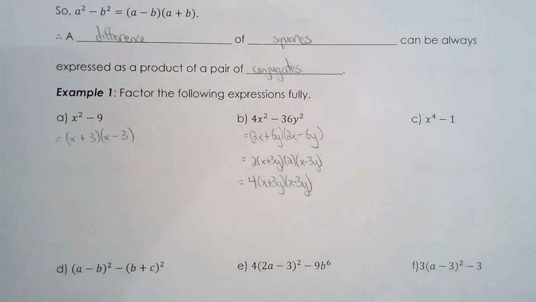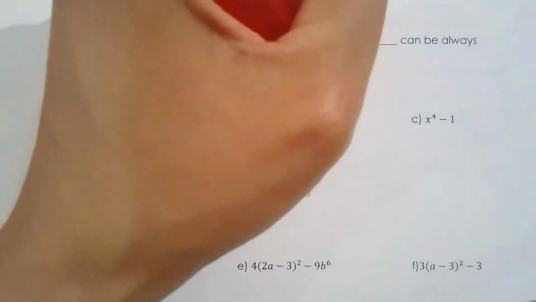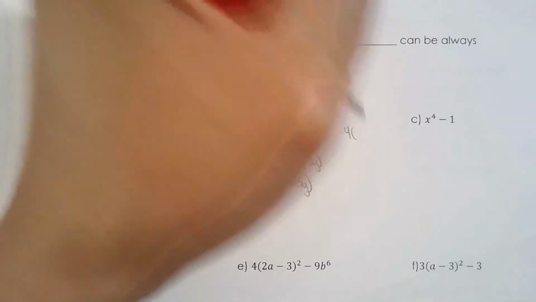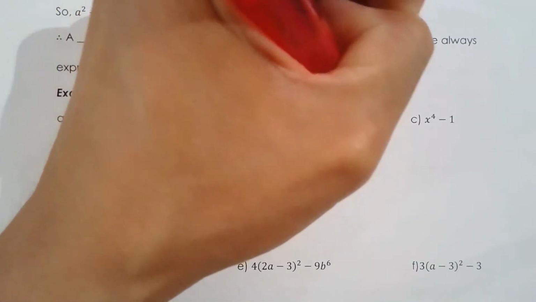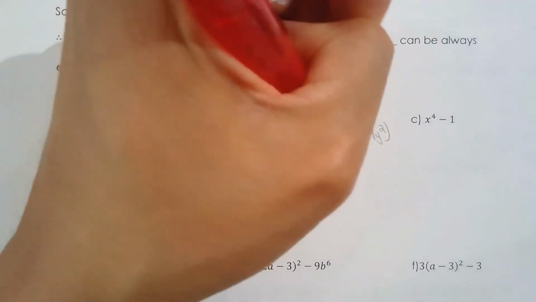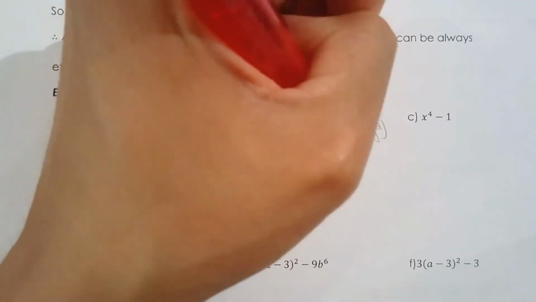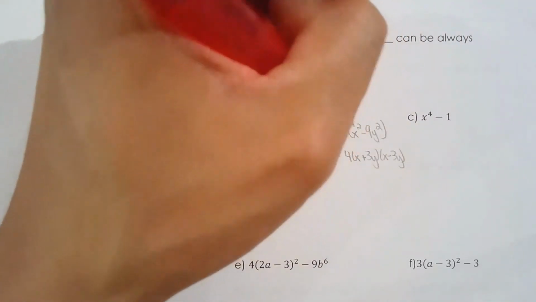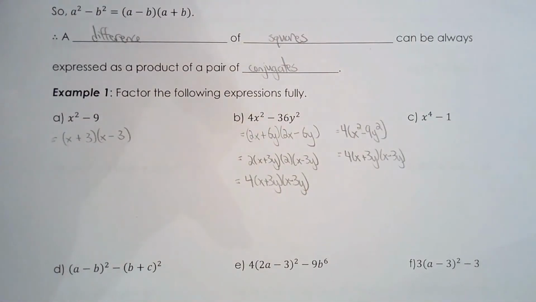But you know what? I'm going to do this again. I'm going to do it one more time. So this time I'm going to start off by common factoring that 4 first, because that was silly. You always check if there's a common factor first. And then perfect square. So x plus 3y, x minus 3y. Difference of squares, express it as a product of a pair of conjugates.